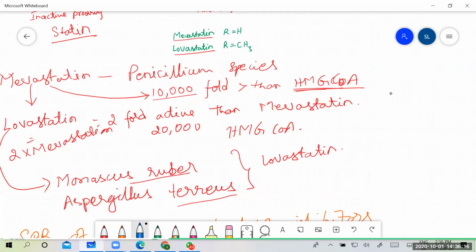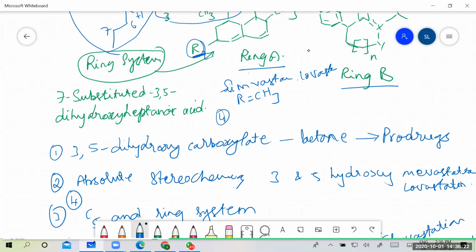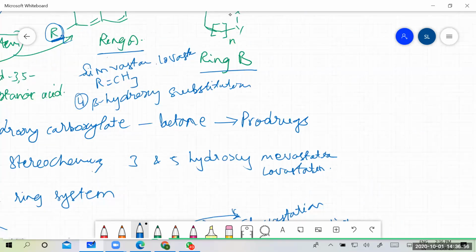And coming to the fourth point in the ring A type of systems: beta hydroxy substitution at the R1 position enhances hydrophilicity and provides some cellular specificity. So at this particular position, the presence of the hydroxyl group increases the cellular specificity.